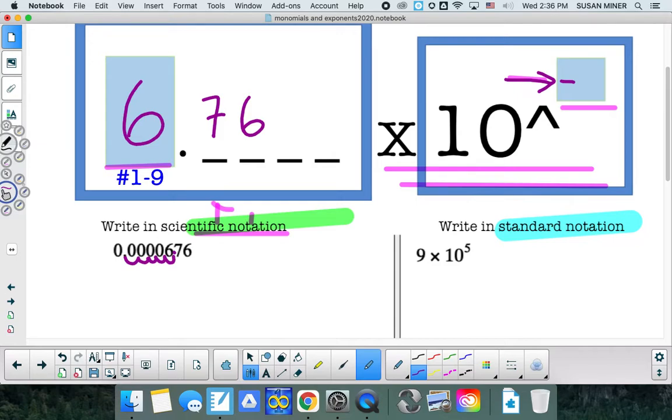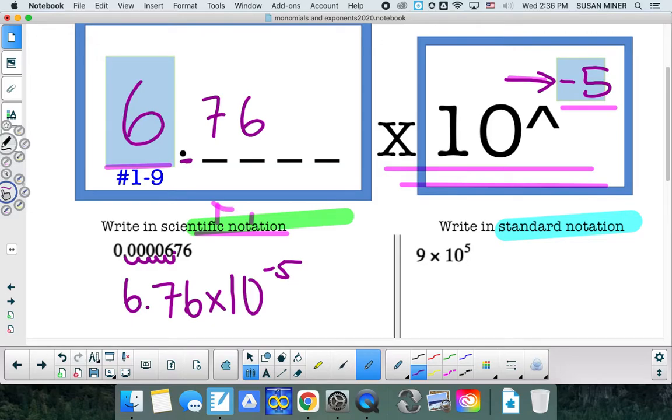So in order to figure out what my exponent should be, I'm kind of thinking about how many place values did I have to move the decimal to get it in between the 6 and the 7 there. And I had to move it 1, 2, 3, 4, 5 place values. So that's going to be my exponent. And it's negative because this is a very small number. It's less than 1. So my scientific notation for this number will be 6.76 times 10 to the negative 5.